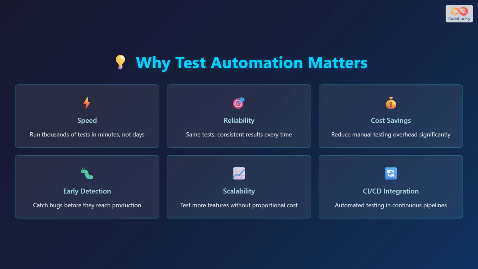Cost savings are significant. By automating repetitive testing, you reduce the need for large manual testing teams. Early detection of bugs means issues are caught before they reach production, saving you from costly fixes later. Scalability allows you to test more features without proportional increases in testing costs or time. Finally, continuous integration and continuous deployment pipelines depend on automated testing to validate code changes automatically with every commit.